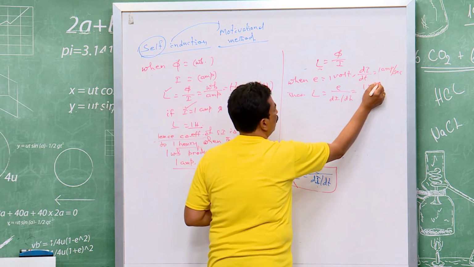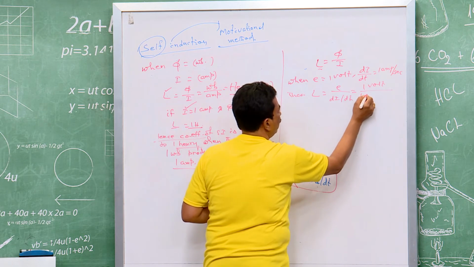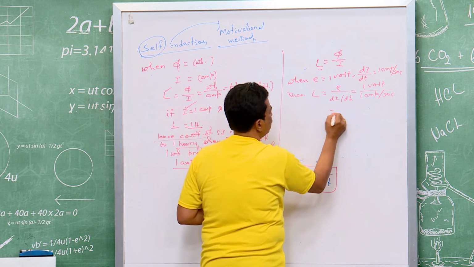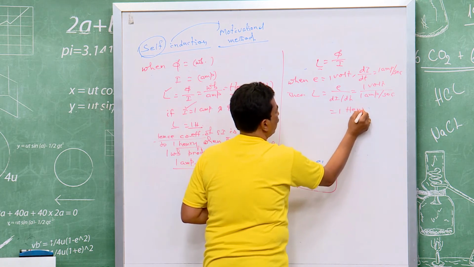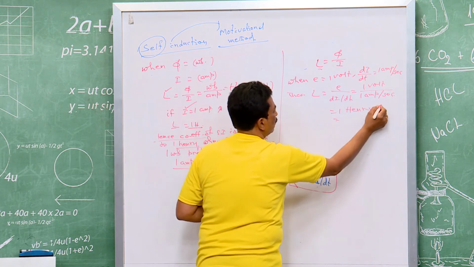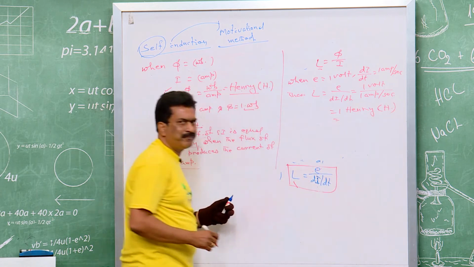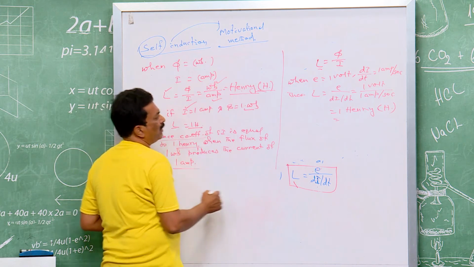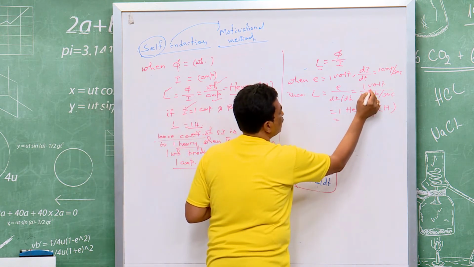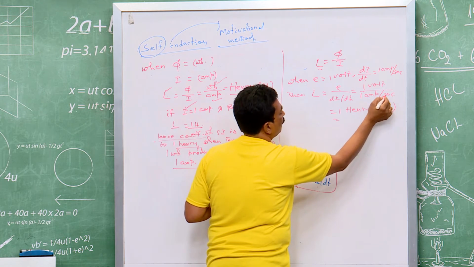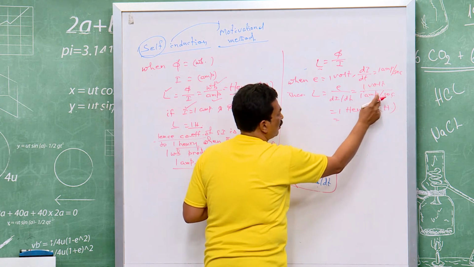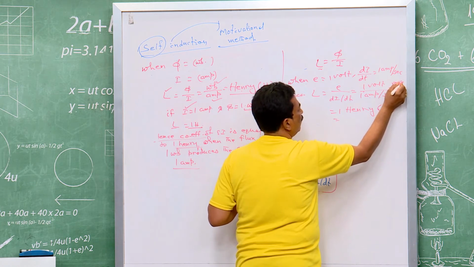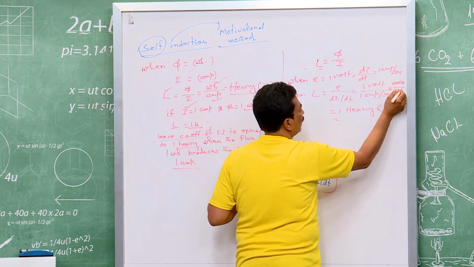So 1 volt by 1 ampere per second. So this is also the 1 Henry, that is the capital H. You see the Henry is equal to Weber by ampere. Here Henry is equal to volt by ampere per second. So this volt by ampere per second you can also write as volt into second by ampere.